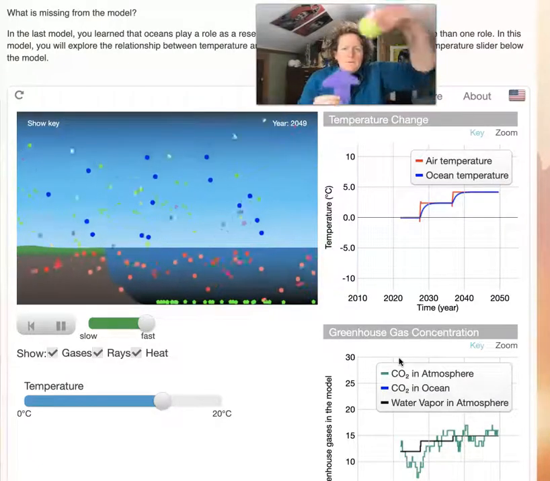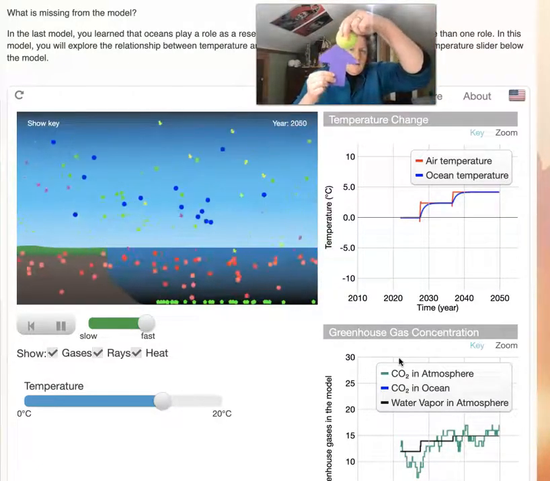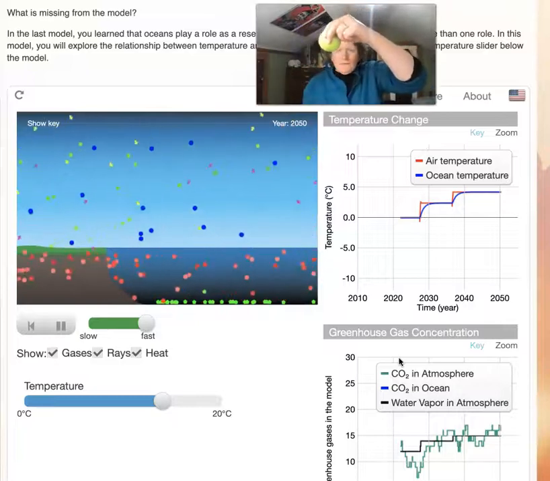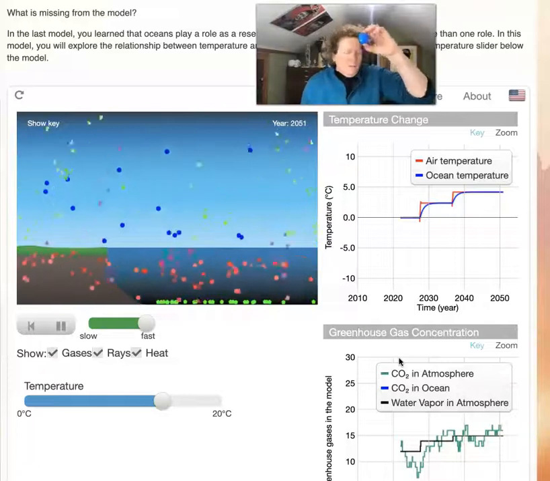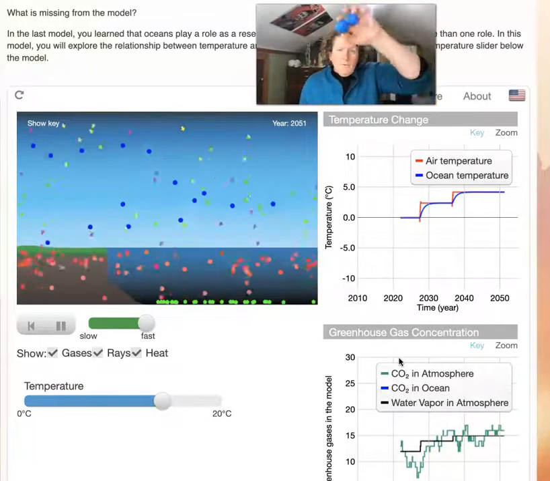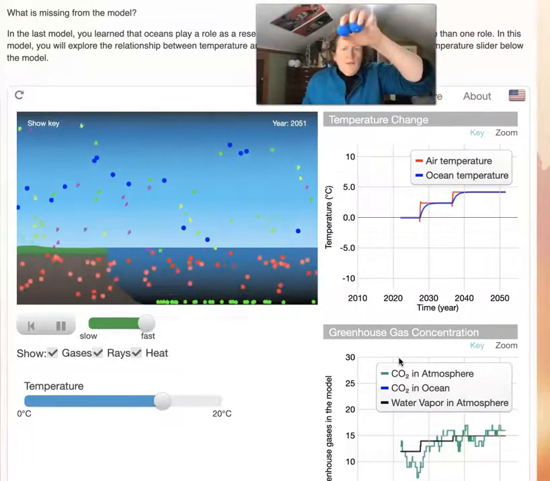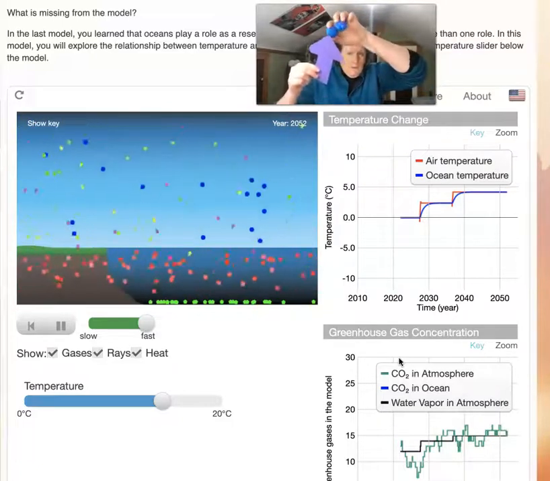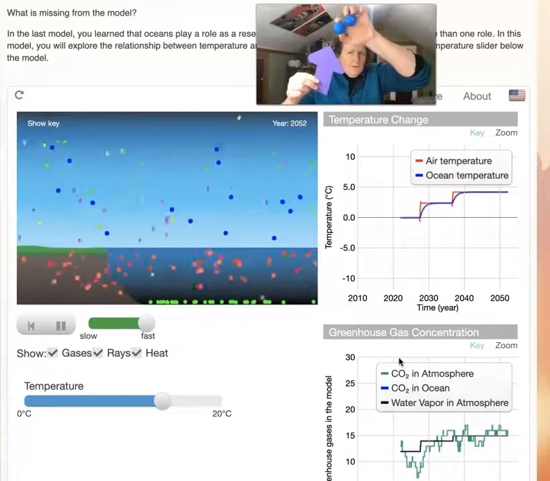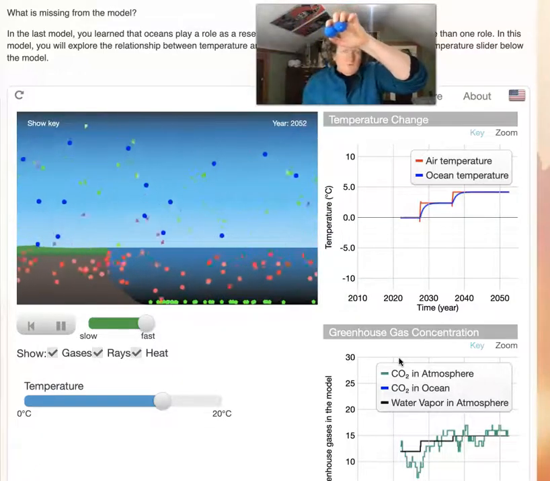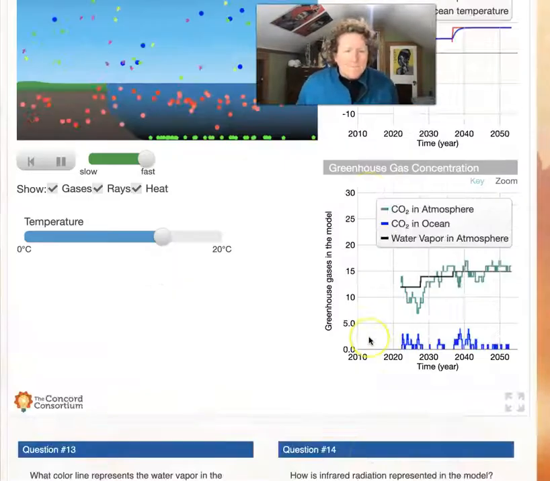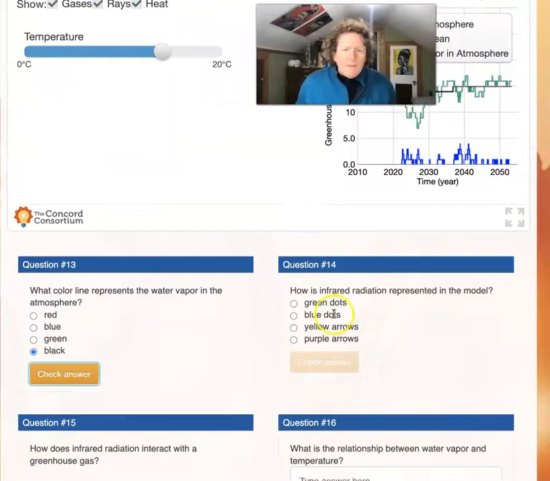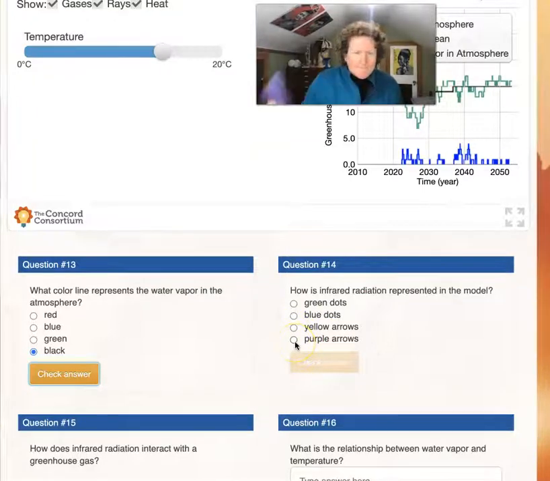Those purple arrows can hit the carbon dioxide, warm up the carbon dioxide, and then that heat is re-radiated back to the earth. The same can happen with water vapor. If we put water vapor into the atmosphere, that infrared radiation can also hit the water vapor. The water vapor can heat up, and eventually that infrared radiation will be re-radiated towards Earth. Infrared radiation is purple arrows.